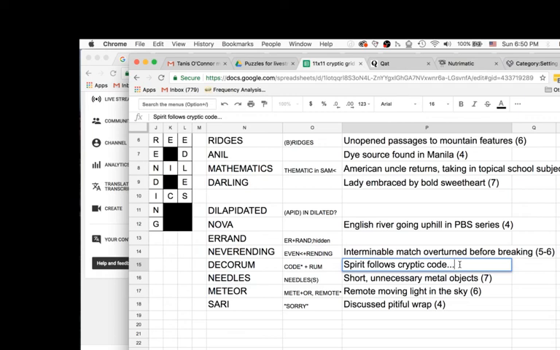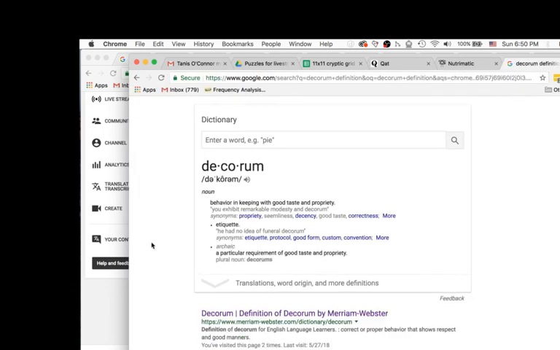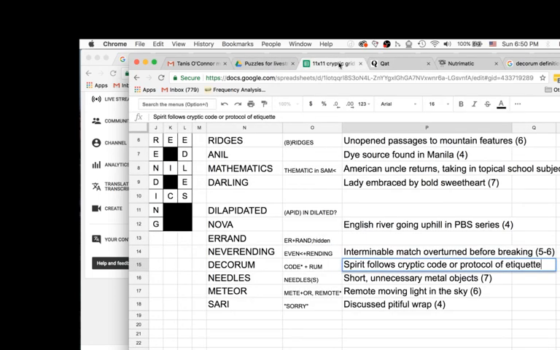All right, spirit follows cryptic code. Maybe cryptic code. You know, or is fine. Let me go back to decorum. Decorum, definition, etiquette, protocol. You know, protocol could just be fine by itself, actually. I think I'll just do code or protocol and see how that tests. Two to go. Errand and dilapidated.